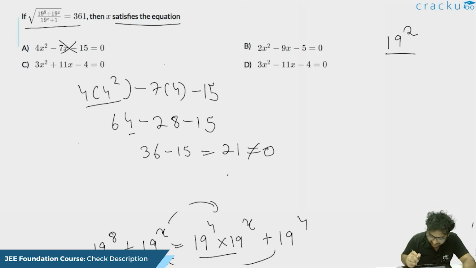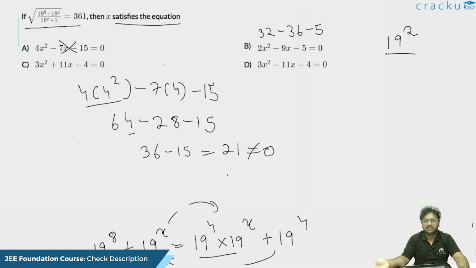Now let us go at B. So B is what? 4 square 16, 16 2s are 32. 32 minus 9 4s are 36, and this is minus 5. This is clearly not equal to 0. Hence option B is also wrong.